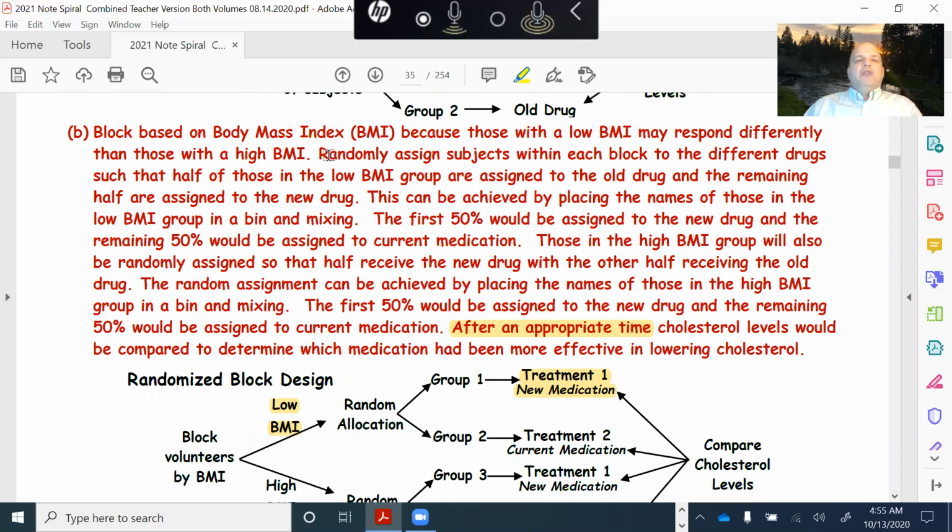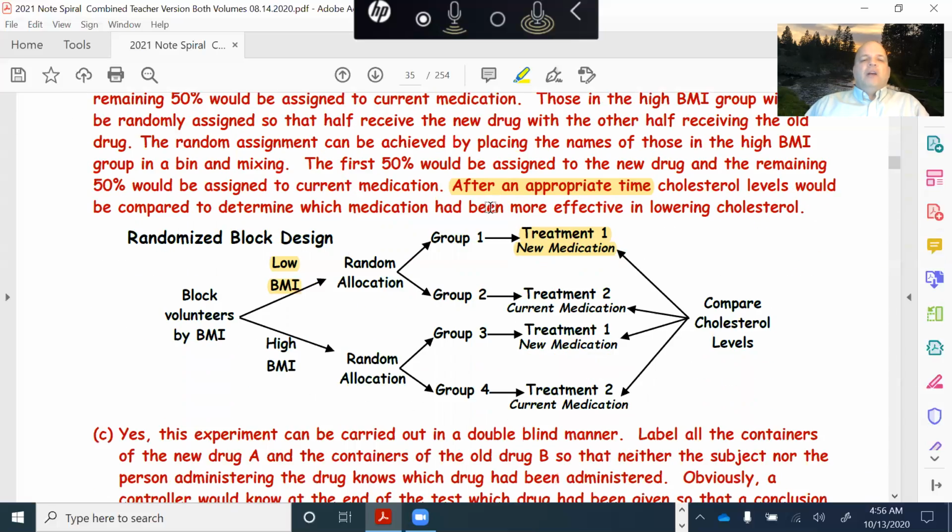I want to back up here because there's something I missed stressing. Randomly assign subjects within each block. This should be part of any blocking design. You always randomly assign within each block. You always randomly assign after the blocks. Cannot stress that enough, okay? So always make sure that you have that phrase if it's a blocking design. Randomly assign whatever it is within each block.